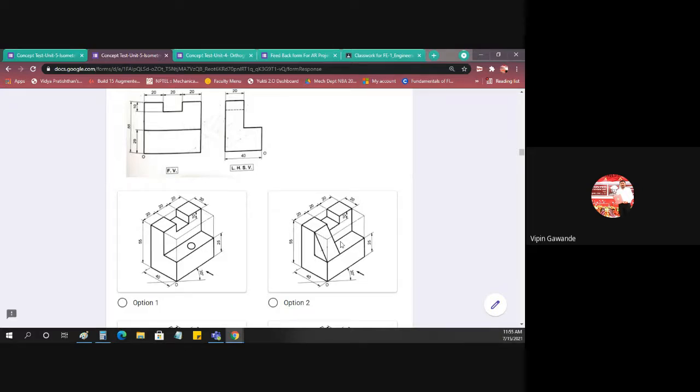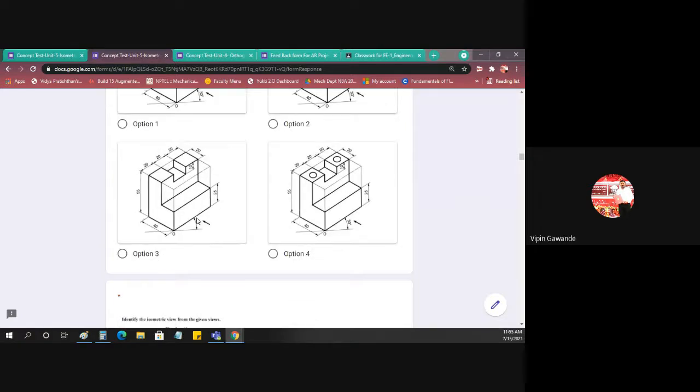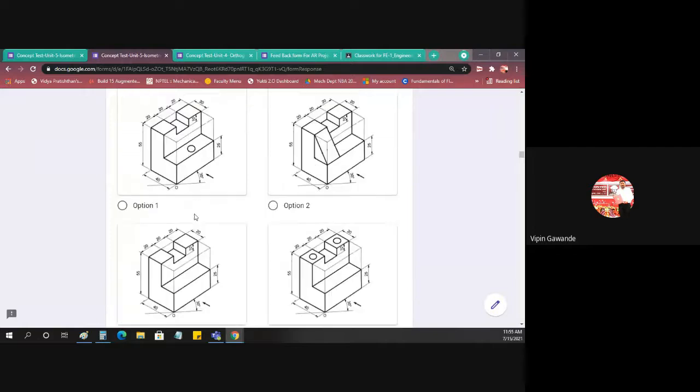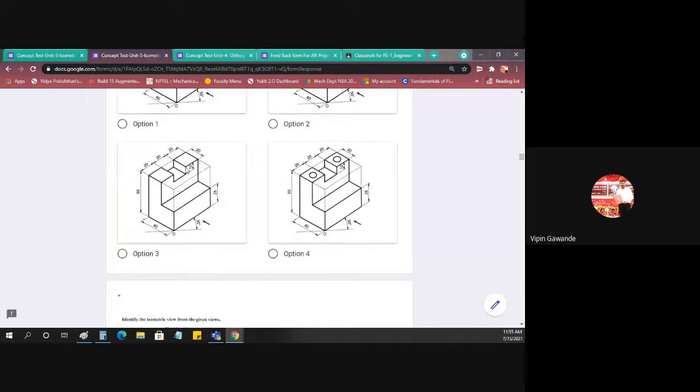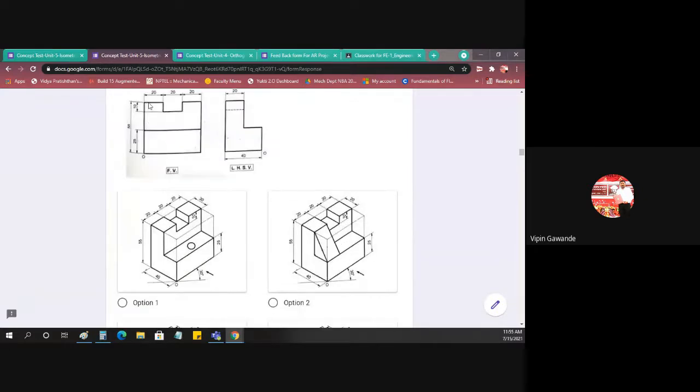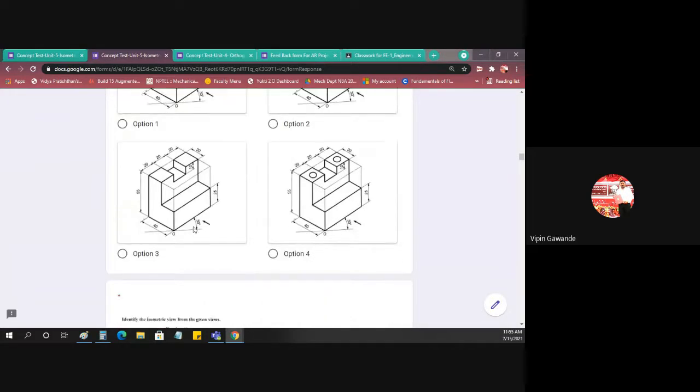So this is also not the correct option. Now this one, this is the third option. Now, we have a rectangle. So the rectangle is there, and this surface in the front view will get this surface. So that surface is also there. See, this surface is there in the front view. Okay, so this is the correct front view for this object.